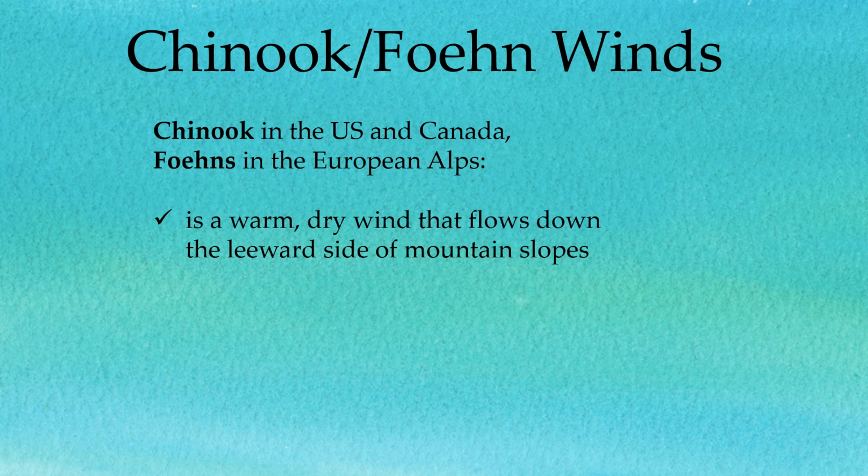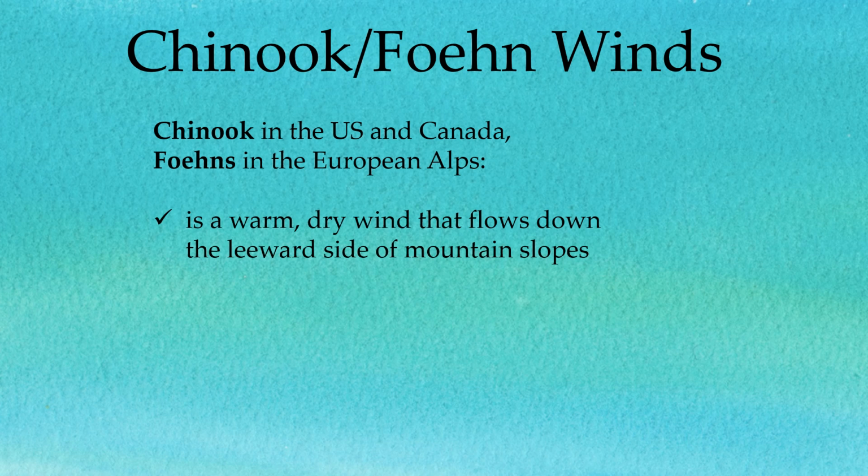Another example of these local winds is what we call the Chinook. This is termed so in the US and Canada, and Foehn is what they call it in the European Alps. This is the warm and dry wind that flows down the leeward side of the mountain slopes.